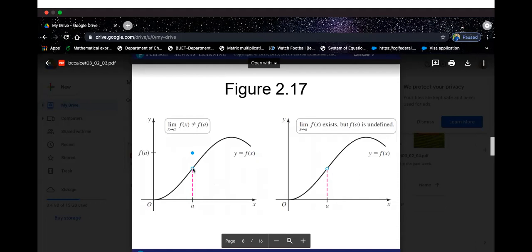That means the graph is not defined at A for this curve, but we have a certain other value here. There is a jump. We have a separate defined value for A. But on both occasions, our left and right sided limits are the same. So on both occasions, our limit exists.